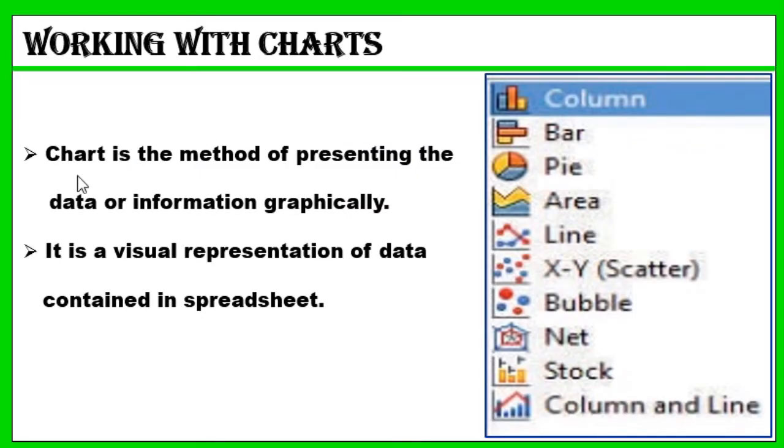What is a chart in Calc? A chart is a graphical representation of data. It is a method of presenting the data or information graphically, and it is a visual representation of data contained in a spreadsheet. In a spreadsheet, you can see various types of charts such as column chart, bar chart, pie chart, area chart, line, XY scatter chart, bubble chart, net, stock, line and column chart.